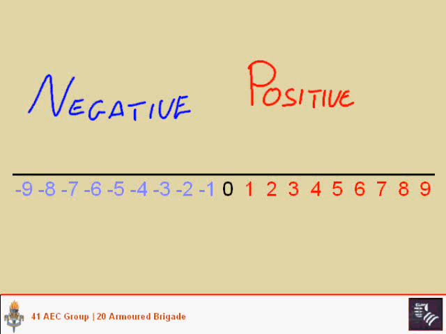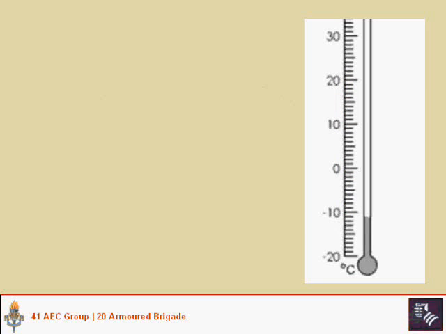We use positive and negative numbers to describe temperature. When talking about the weather, we might say it is 9 degrees. This means that the weather is fairly mild. If we talk about the weather being minus 9 degrees, then the weather is quite cold.